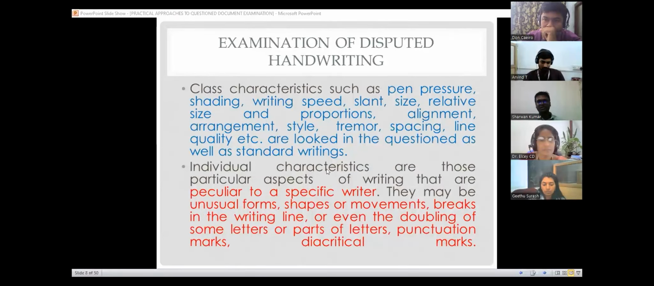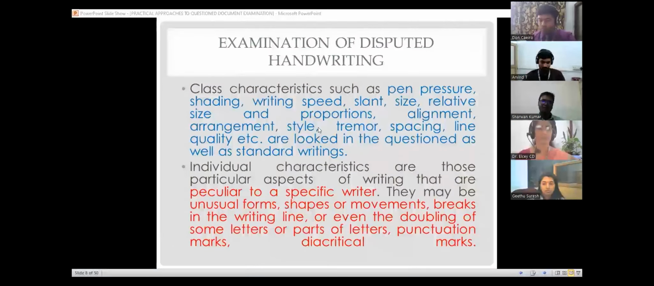Now, examination of disputed handwriting. As we know, handwriting is a neuromuscular task, more of brain writing. It is an act developed gradually over a period of time. The person becomes so habituated that when graphic maturity is attained, the person writes subconsciously. Whatever is written comes directly from the brain.